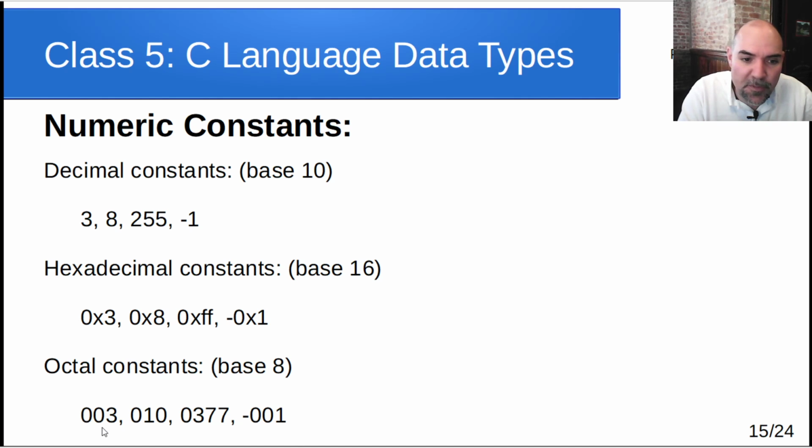So in other words, 003 is not the same... well, in this case, it would be the same as 3. But 010 is not the same as 10. It's the same as 8. So just watch for that in the code. Don't think the leading zeros are just zeros. That actually changes it to an octal constant, which is base 8.